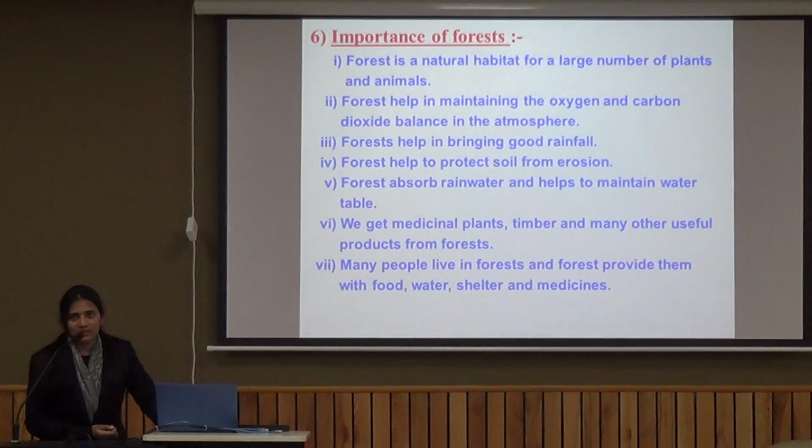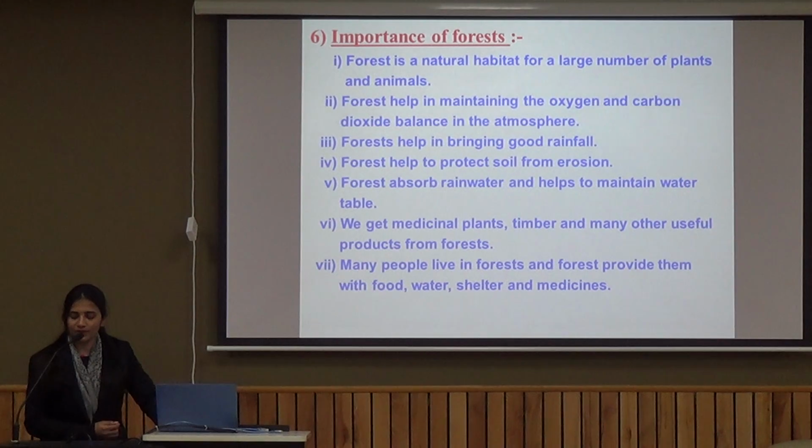Now the next thing is importance of forest. Now the forest is a natural habitat for a large number of plants and animals. Forest helps in maintaining the oxygen and carbon dioxide balance in atmosphere. Forest helps in bringing good rainfall. Forest helps to protect against soil erosion. How? Because the roots of the forest bind the soil tightly. So whenever heavy rainfall occurs, the soil is bound by the roots. Therefore the forest protects the soil, prevents soil erosion.